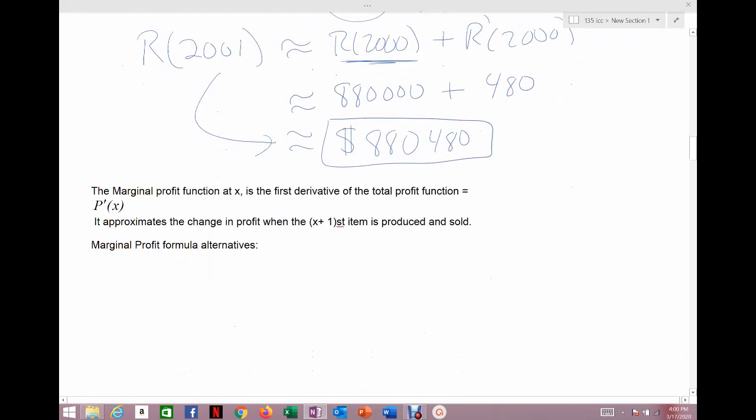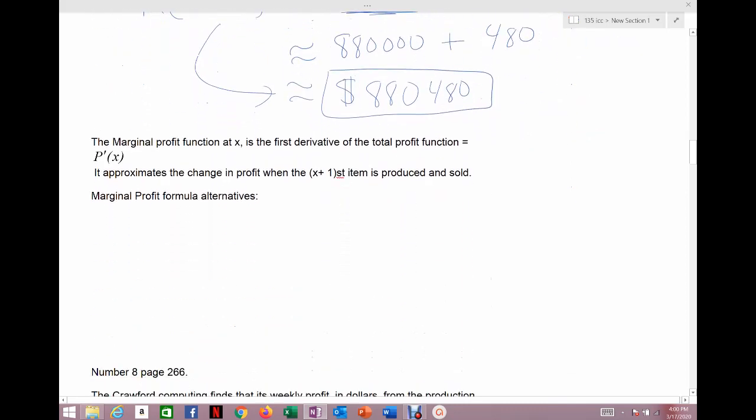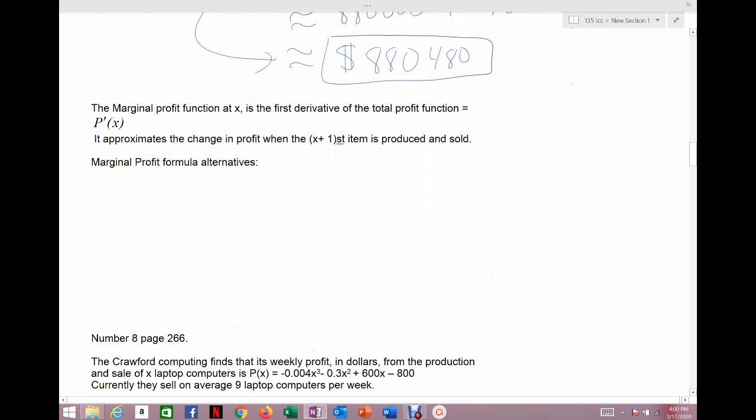Alright, the last marginal is marginal profit. Again, same song and dance, same thing. Marginal profit is the first derivative of the profit function. It approximates the change in profit when the X plus 1 item is produced. So again, they're currently producing X. They'll produce one more and sell one more. When they do that, this would be the approximate additional profit.